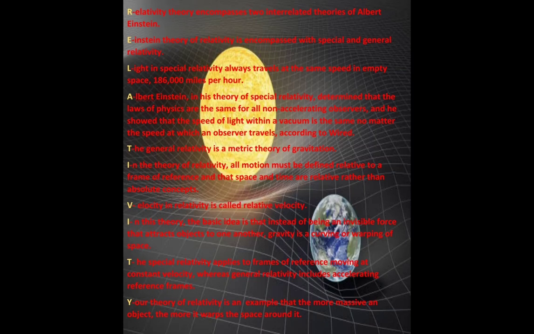A. Albert Einstein, in his theory of special relativity, determined that the laws of physics are the same for all non-accelerating observers, and he showed that the speed of light within a vacuum is the same no matter the speed at which the observer travels, according to Wired. T. The general relativity is a metric theory of gravitation.